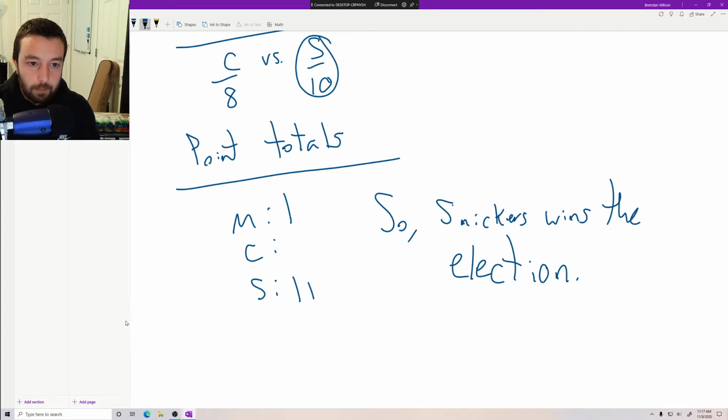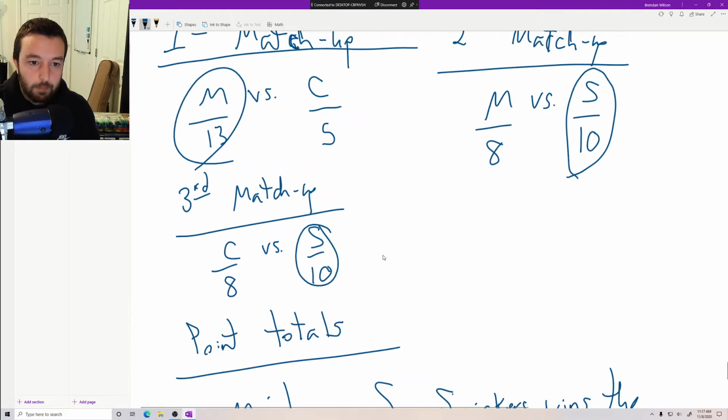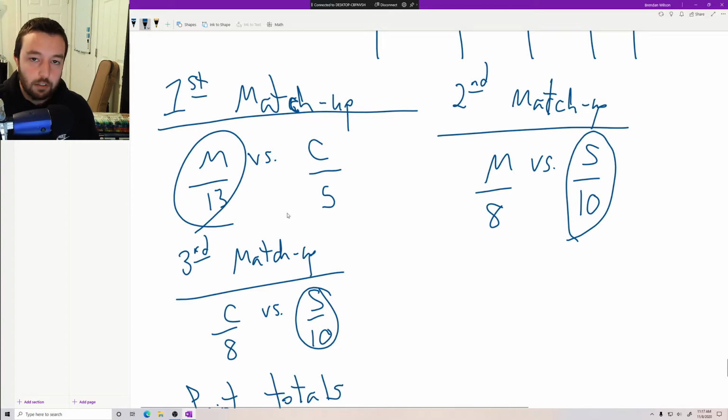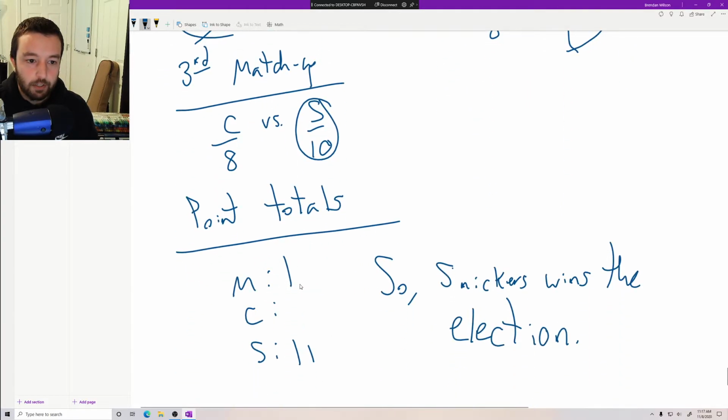So this way it can be a little bit tricky to make sure you have all of the different matchups, right? Here we only had 3, so it wasn't too hard to count, but it can be tricky.